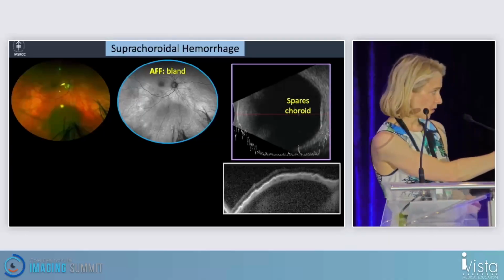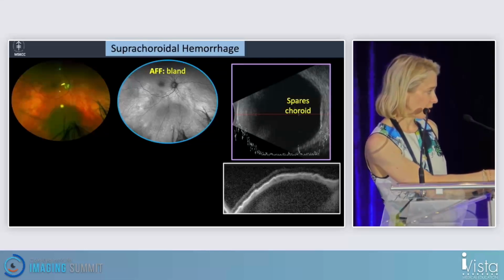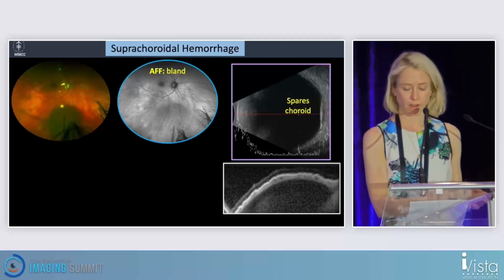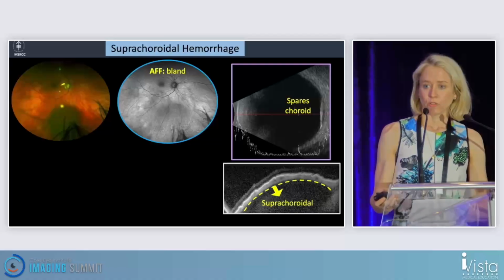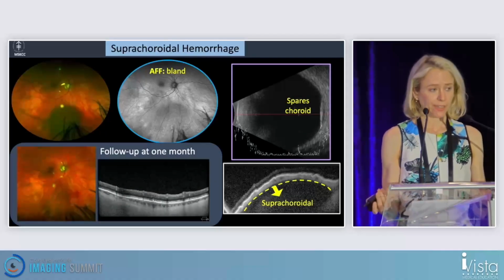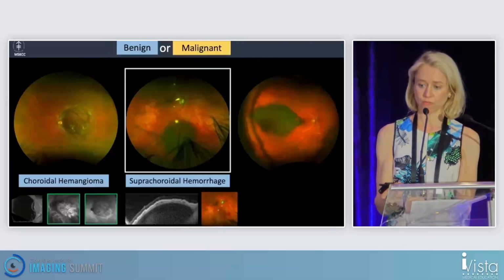Let me see if I can show you. Yes. So here you can see retina, RPE, then you've got your choroid, and then obviously in the suprachoroidal space, you have the blood, and then there's your sclera. And also what's helpful with these patients is if you wait and you see them in follow-up, it should go away if it's suprachoroidal hemorrhage.